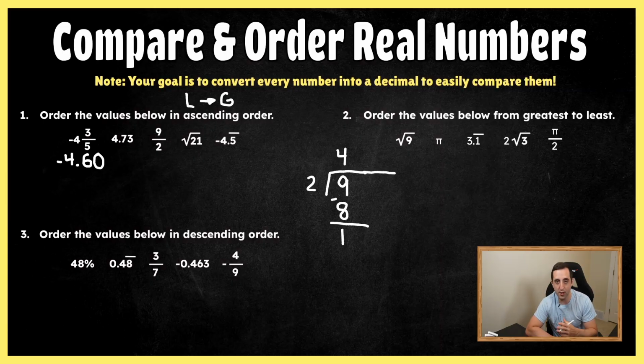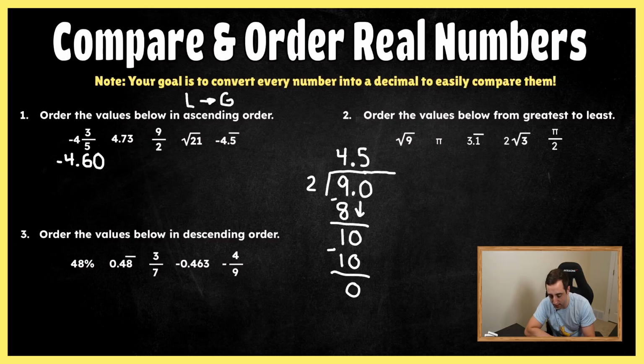Well, it doesn't, but again, we're out of numbers. So to continue, let's add a decimal point, annex a 0, move that decimal point up into our final answer, and then we can go ahead and bring down that 0 and continue. How many times does 2 fit into the number 10 now? Well, it fits 5 times perfectly, and then we're going to end up getting a remainder of 0.